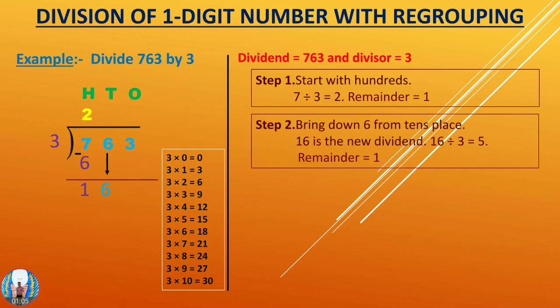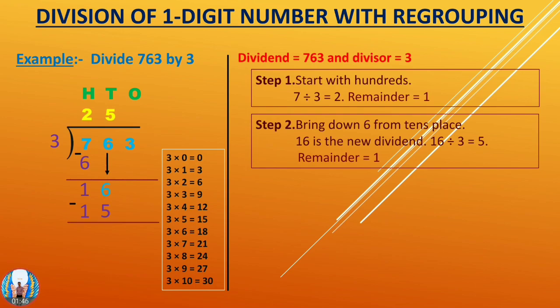Then we will bring down the 6 in the tens place. Now it is becoming 16 in this place. This is 16 in the dividend place. So we will divide the 16 by 3. 16 is the new dividend. So we will divide 16 by 3, and 16 will come in between 15 and 18. So we will take the lesser number, that is 15. So we will write 15 here, and we will write 5 in the tens place.